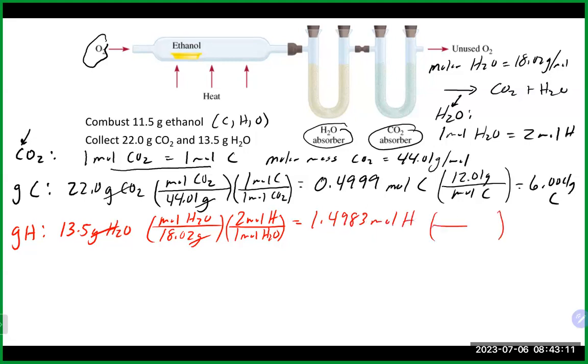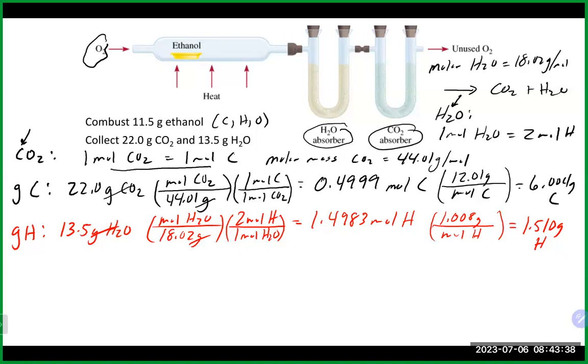Converting our moles of hydrogen into grams of hydrogen times 1.008 gets us 1.510 grams of hydrogen. So basically in that original sample, there was 1.5 grams of hydrogen that ended up in the water. Any question on those calculations so far?